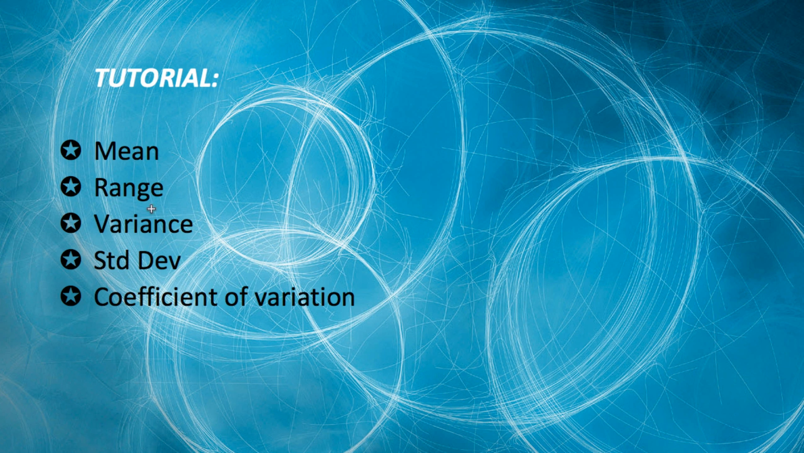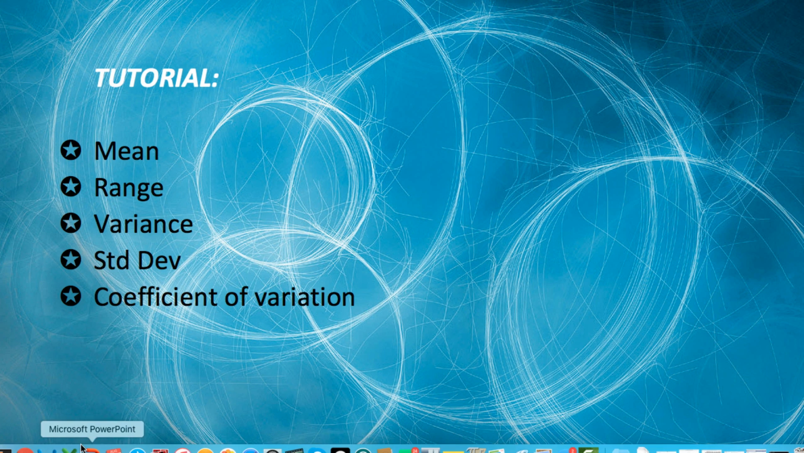And the remaining four, the range, variance, standard deviation, and coefficient of variation, represent only the spread of the data. Each are subtly different from each other. So let's get straight to it.